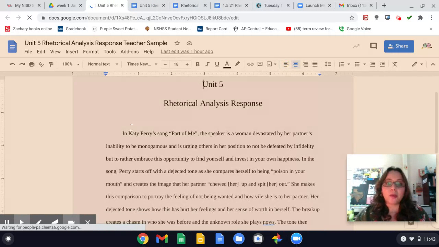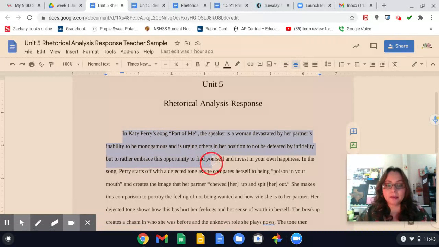So my topic sentence in this paragraph is pretty much my thesis. I'm identifying the writer, Katy Perry, song, genre, title, Part of Me. I'm identifying who the speaker is, that sense of persona, and then a little bit about the audience, but more so the purpose. That's what I want to drive home: whether we do an essay with a thesis or we do a paragraph with a topic sentence, we need to identify who is speaking, what's going on, and what is the purpose of this text. So here's my first sentence.